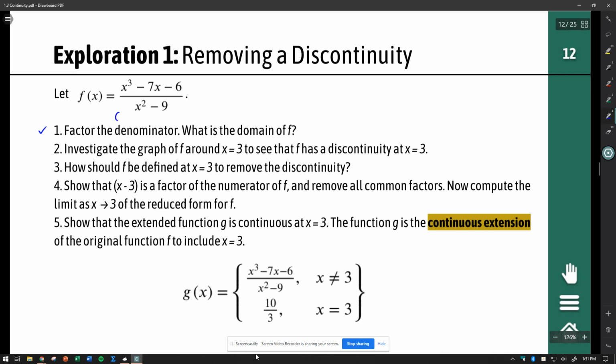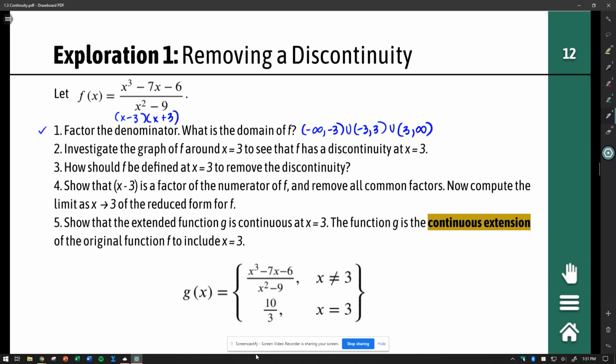This denominator factors into x minus 3 times x plus 3. So that means the denominator of this rational function is 0 at both x equals 3 and x equals -3. Therefore, the domain of this function must be negative infinity to -3, non-inclusive, union -3 to 3, non-inclusive, union 3 to positive infinity. Because a rational function is the quotient of 2 polynomials, we should have continuity everywhere that the denominator is not 0, and it just so turns out that at 3 and -3, the denominator is 0.